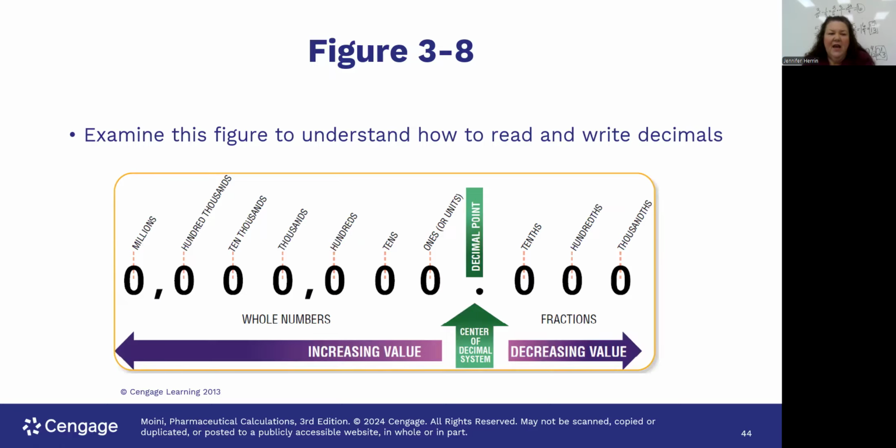Figure 3-8 here tells you the names of the number values for the placements around the decimal point. We're starting with the millions on the far left, working down to the 100,000s, the 10,000s, the thousands, hundreds, tens, and your ones or your main unit. Then we have our decimal point, and everything past that is less than 1 increment: tenths, hundredths, thousandths. It does continue into the ten-thousandths and the millionths even.